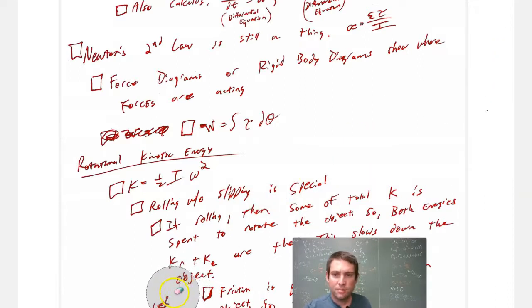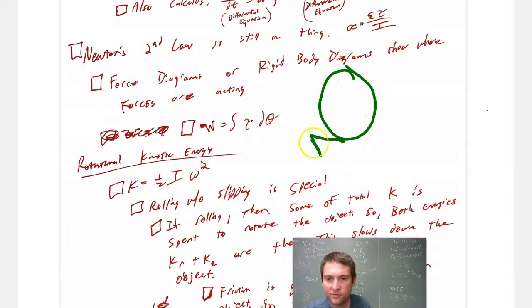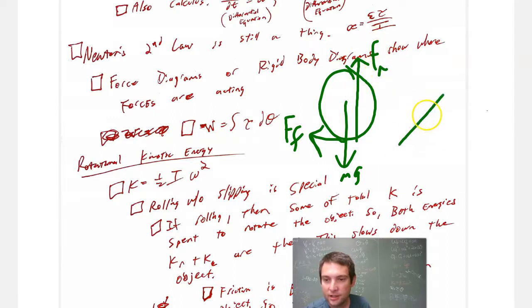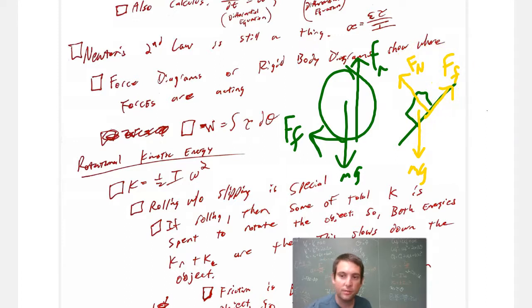Force diagrams or rigid body diagrams show where forces are acting. This happens a lot with torque. I did one earlier where I showed the friction acting here. The center of mass is where weight comes from. And then the normal force is the point of contact. It'd be the same thing for a thing on a ramp. We would have weight always goes down, mg. Then we would have normal force coming from the contact surface and friction going up the ramp. Friction always going up that ramp.